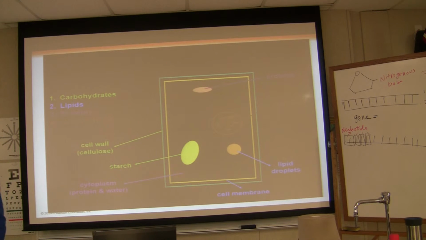So this is a plant cell. Can you guys see this? Yes, you can see it. Question is, where are the building blocks that we talked about at the beginning of the discussions for this chapter? Where do you find those building blocks in a plant cell? Carbohydrates make up what? Where am I pointing at?